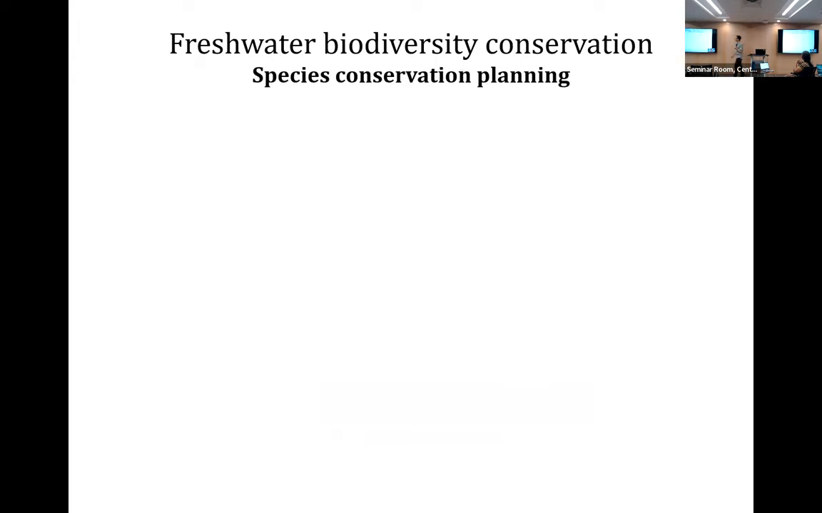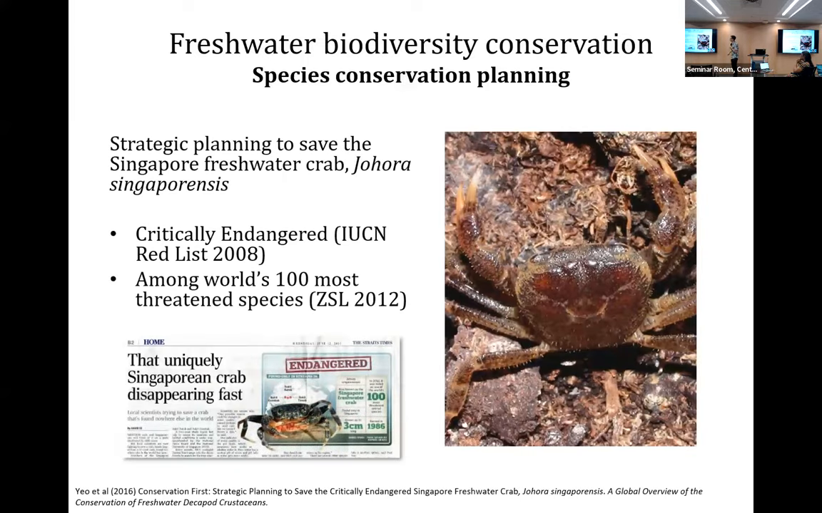Okay. Then finally, when we focus on native freshwater species, we talk about conservation planning. We try to conserve big areas, but sometimes we focus on certain species in particular. This little brown freshwater crab is called the Singapore freshwater crab. It's critically endangered, among the world's 100 most threatened species. It is on our national passport radar. They are worried about losing it. Usually people don't really care about crabs. They care about more charismatic fauna, right? This little brown thing you can hardly see. But because it's called the Singapore crab, and because it got a lot of media attention, this is something that I guess we'll try to do something about.